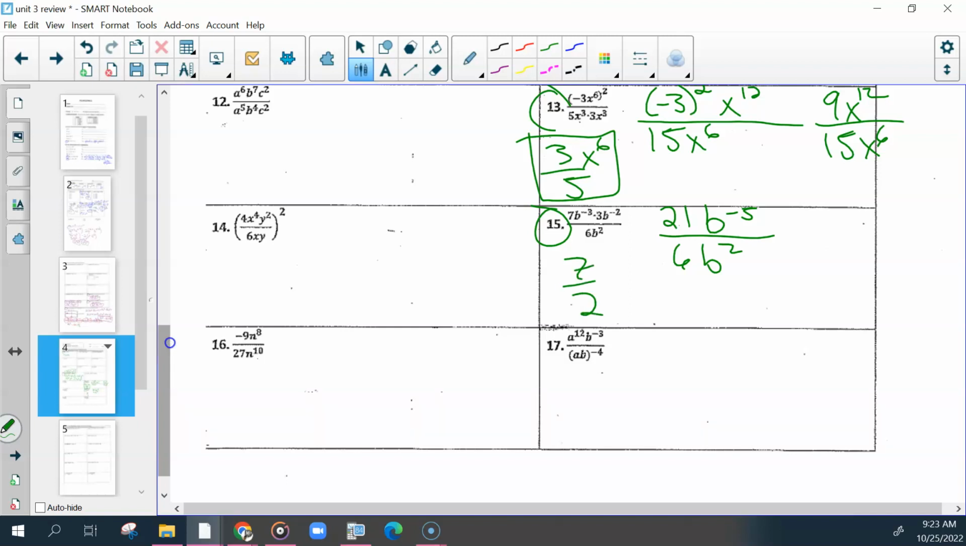And then we're subtracting our exponents. Negative 5 minus 2 is b to the negative 7. So that's going to come down.